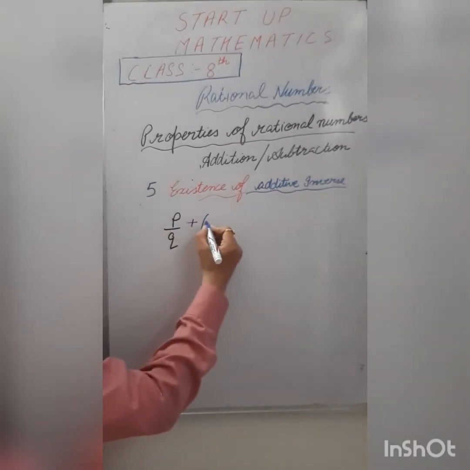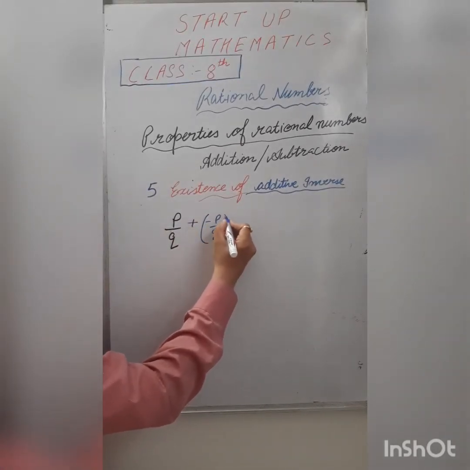The last property we have seen: what should be added to p by q so that the sum is equal to 0? Definitely, we will add the negative of its number. That is minus p by q.